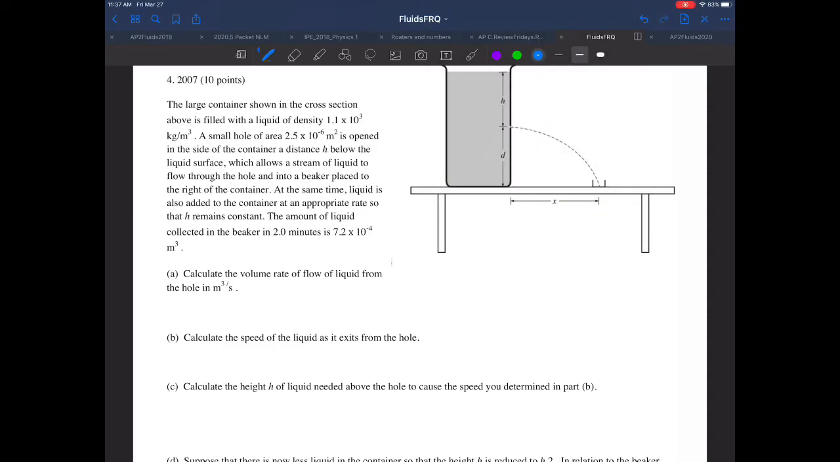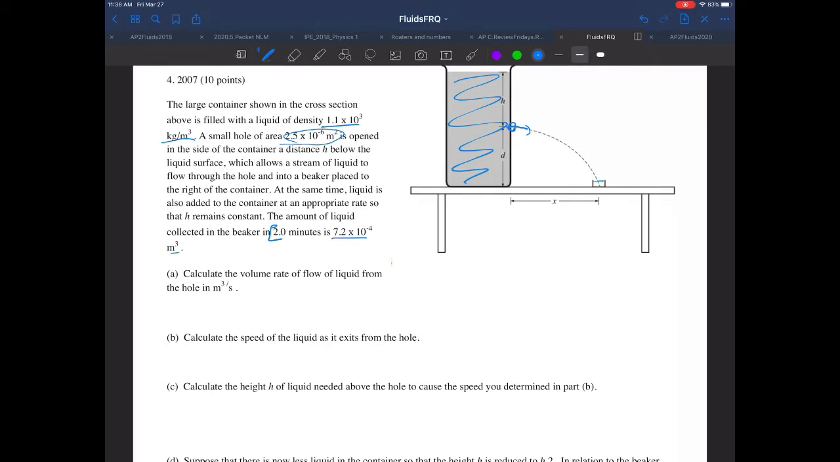All right, so here we have our classic water in a container coming out of the hole problem. It tells us a bunch of information here. What's important is the density of the liquid. I guess it's not quite water, right? And then the area of this opening. And then it tells us constant stream, appropriate rate, so H remains constant. That's good. Amount of liquid collected in 2 minutes is 7.4 meters cubed.